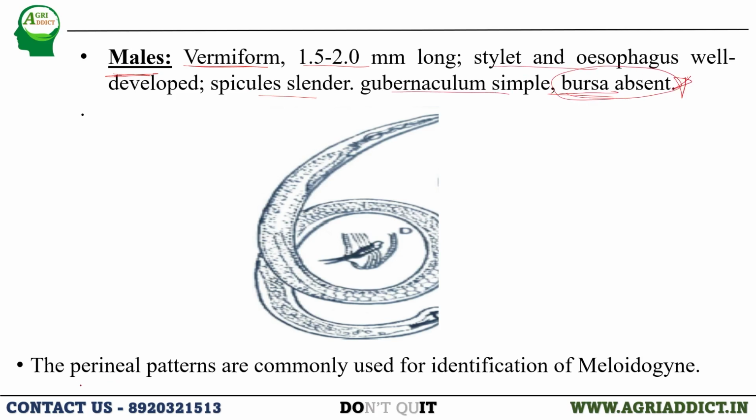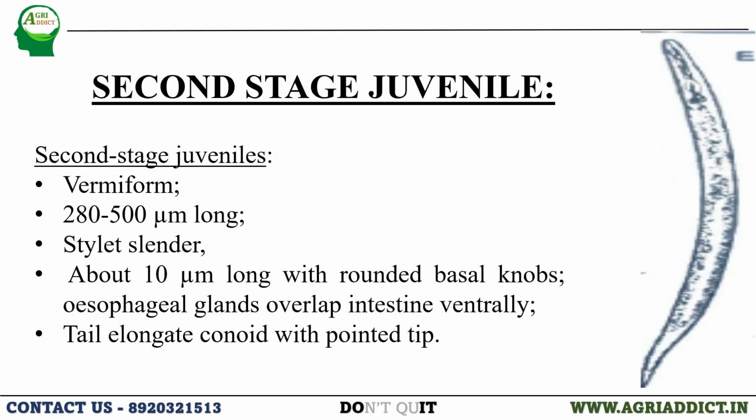As I told earlier, the perineal patterns are commonly used for identification of the nematode. This is the most important point from the exam point of view. Next is the second stage juvenile. The second stage juvenile, that is the J2 stage, is the actual infective stage in case of Meloidogyne.